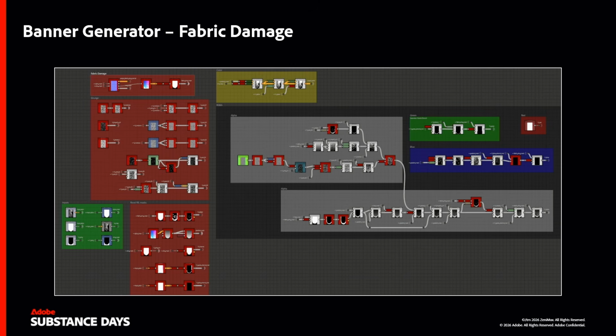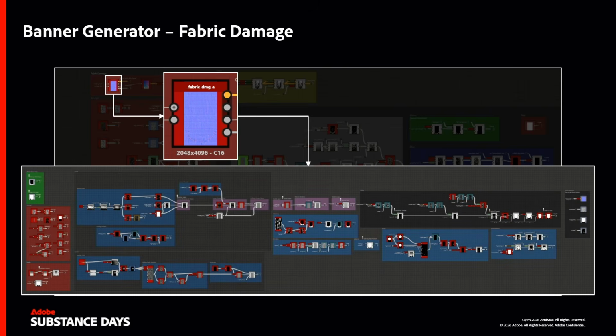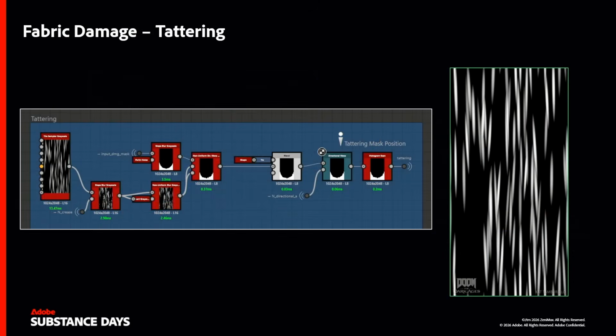So the banner generator is responsible for creating the RGBA mask for use in the composite material. Inside of the banner generator node, there is a fabric damage subgraph. This subgraph manages the bulk of the banner creation. So to start out in the fabric damage node, I made some tattering at the bottom of our banners.